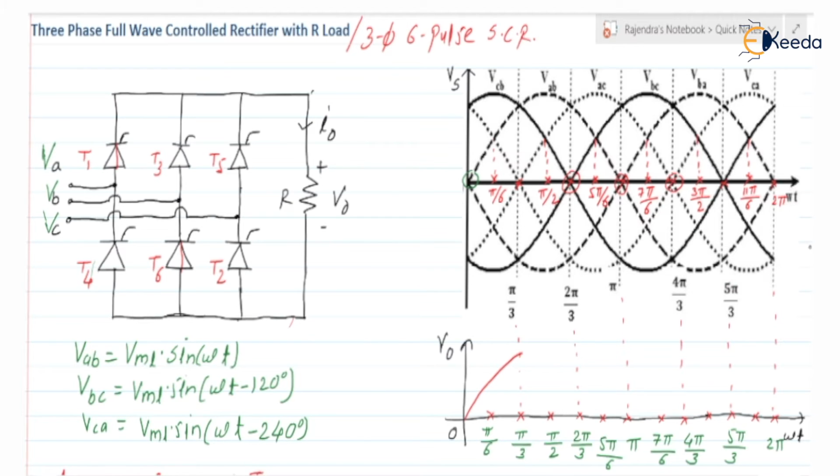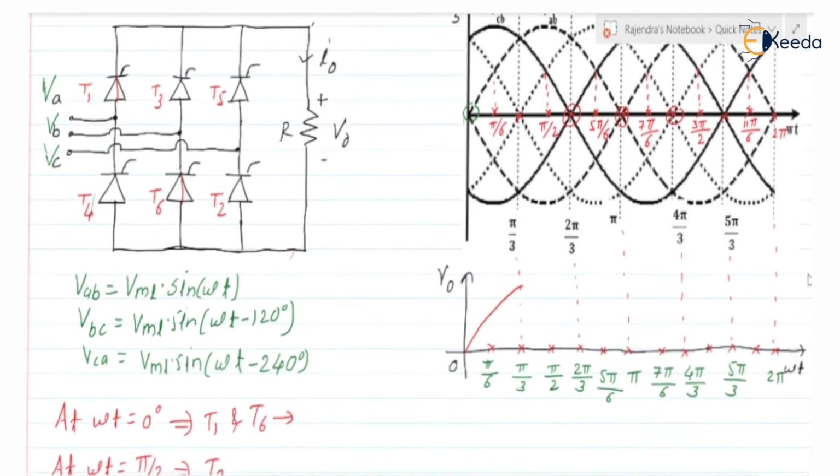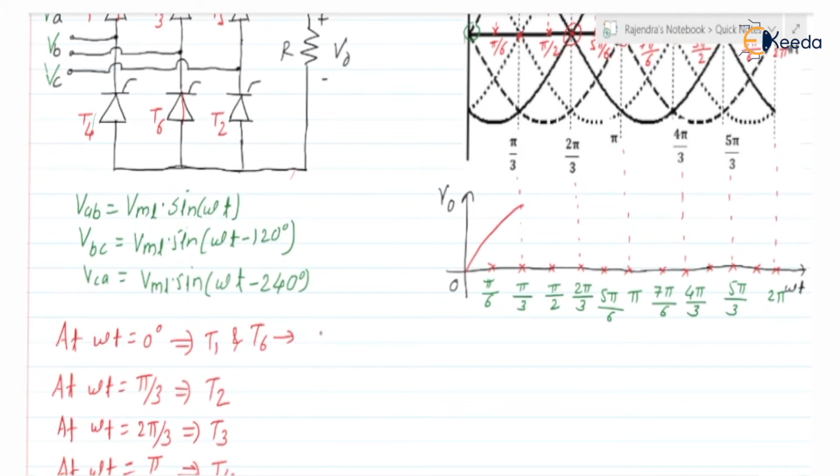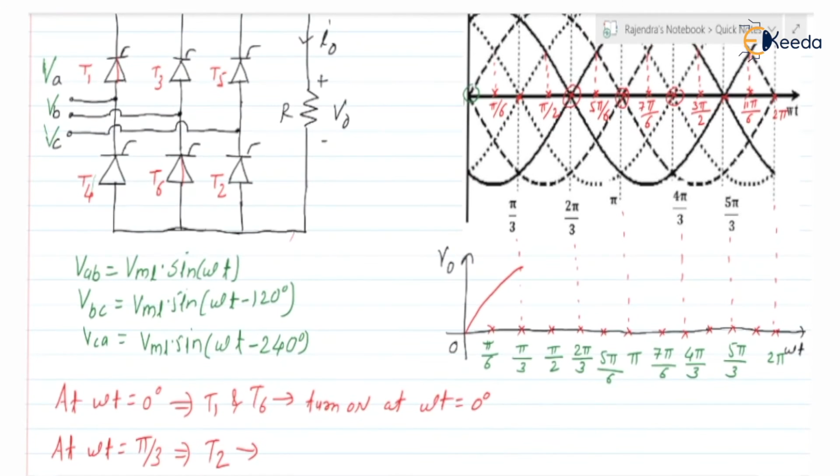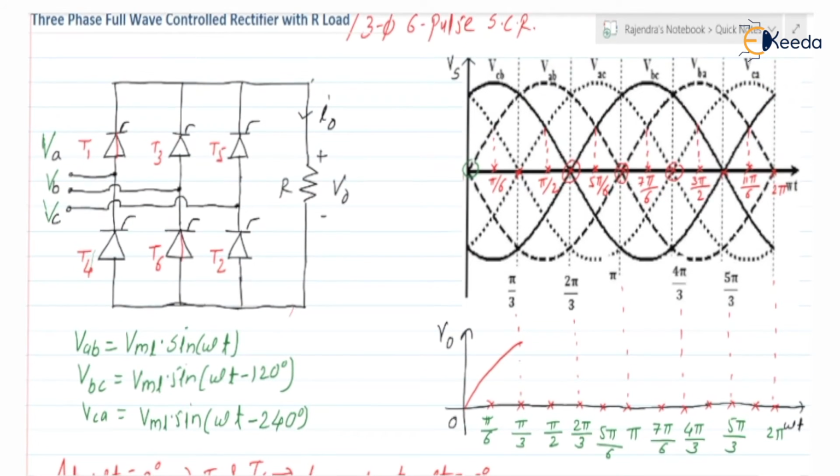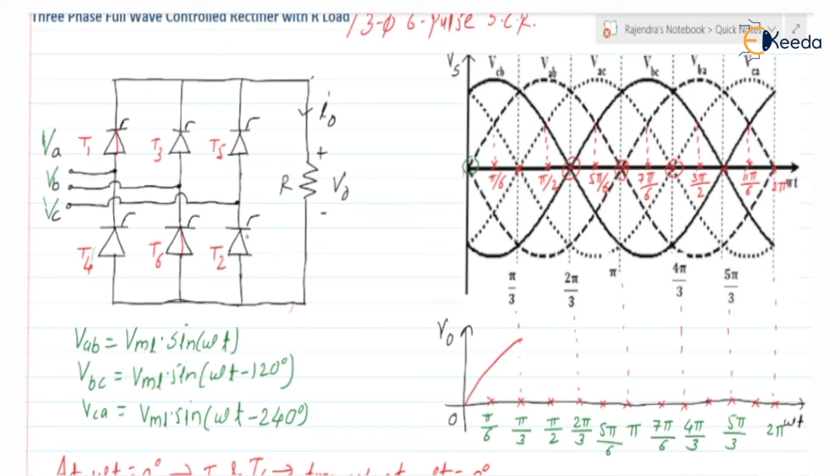Next, if you check at pi by 3, T1 and T6 are turning on at omega t equal to 0 degree. This is for the very first cycle actually. Next, again at pi by 3 we are applying the gate signal to T2. But please check at omega t equal to pi by 3 whether thyristor T2 is in forward bias mode or in reverse bias mode.